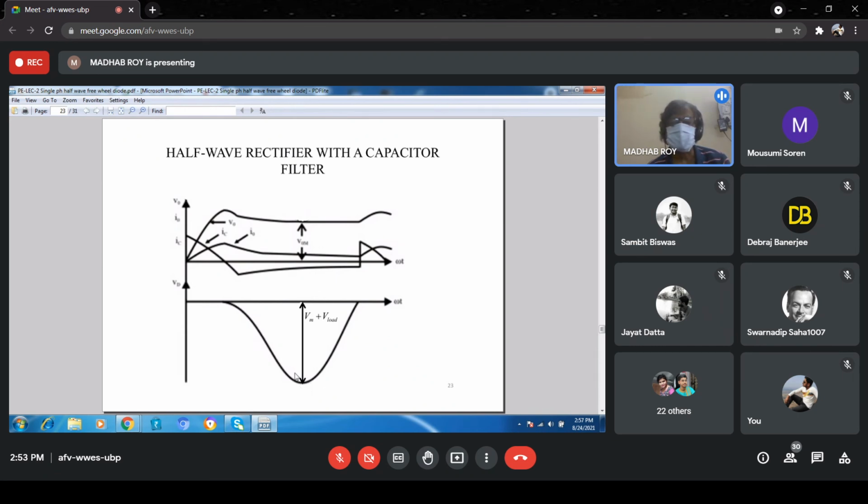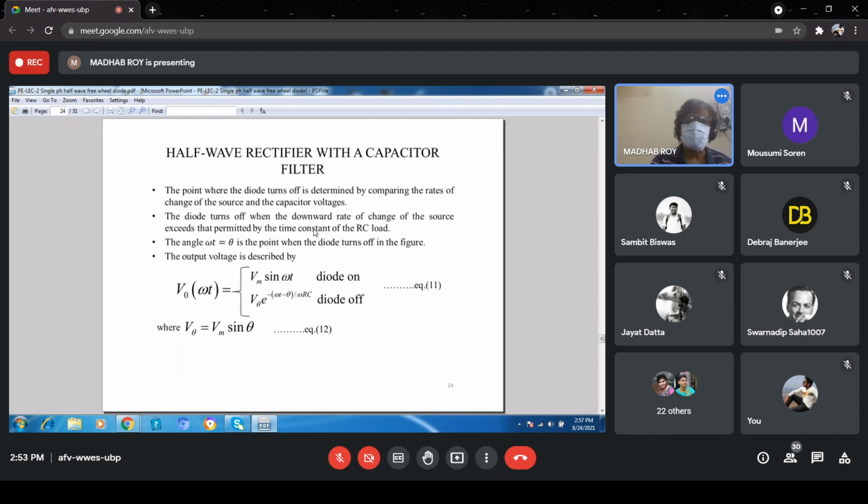Here the diode is still non-conducting. From this portion to this portion, the diode will be non-conducting, and the voltage across the diode will be like this. This is called the peak reverse voltage. Here the PIV, peak reverse voltage, will be very high, since it is the load voltage as well as the source voltage. So in that case, the PIV rating of the diode should be very high.